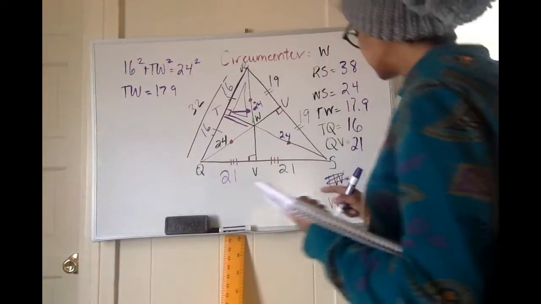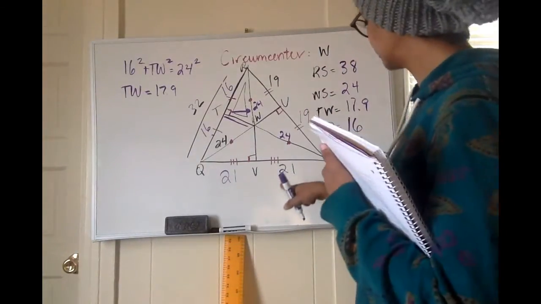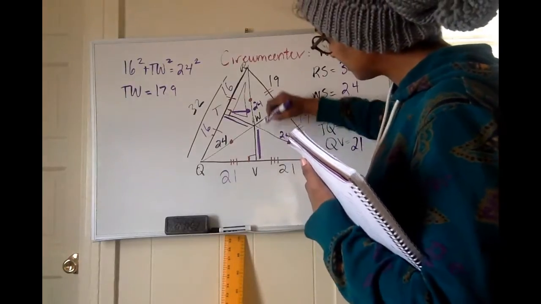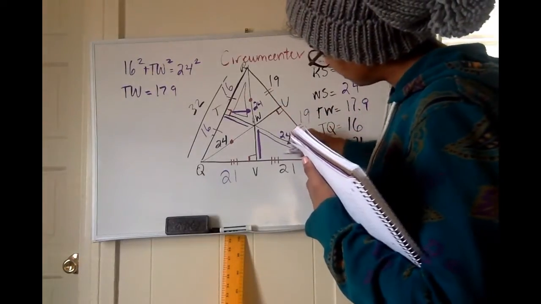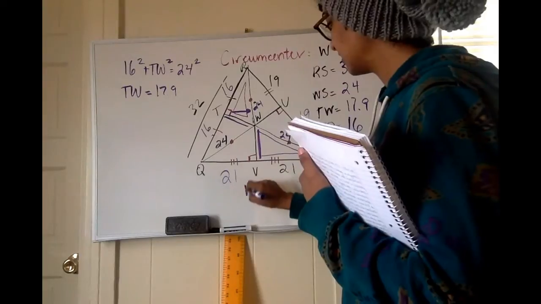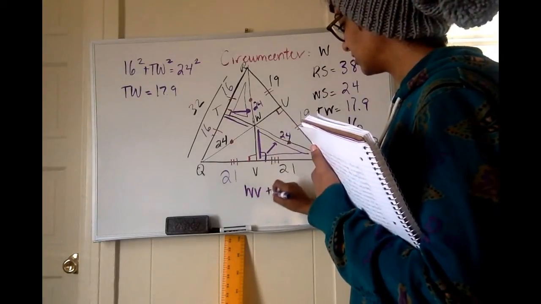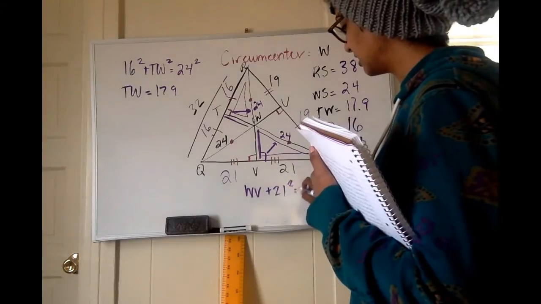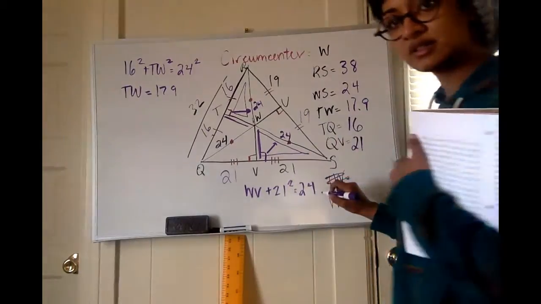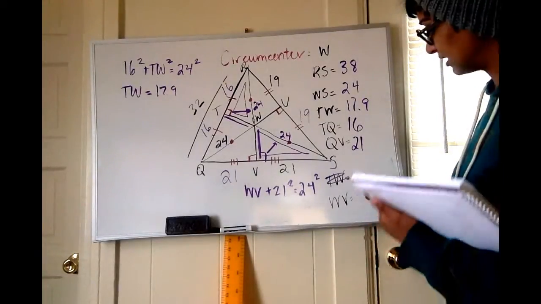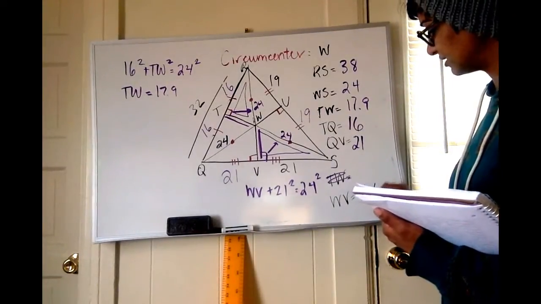Okay. Now we're looking for VW. VW is right here. Okay. And another right triangle with two sides. So let's see. VW is a leg. We have 21 as the leg, and the hypotenuse is 24. If I do all my work, I get VW is 11.6.